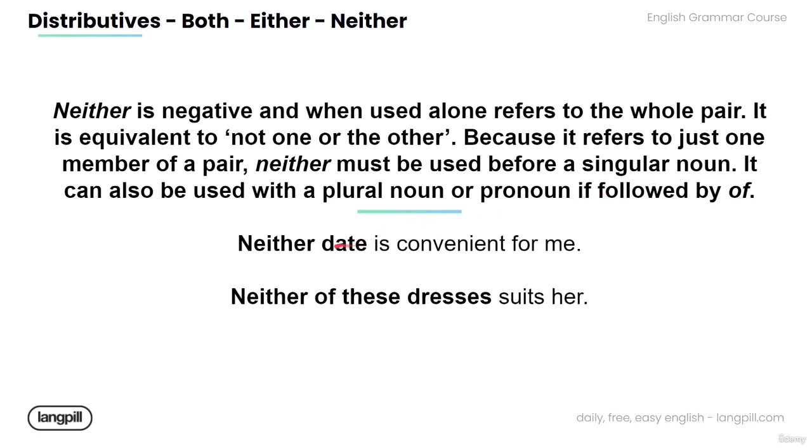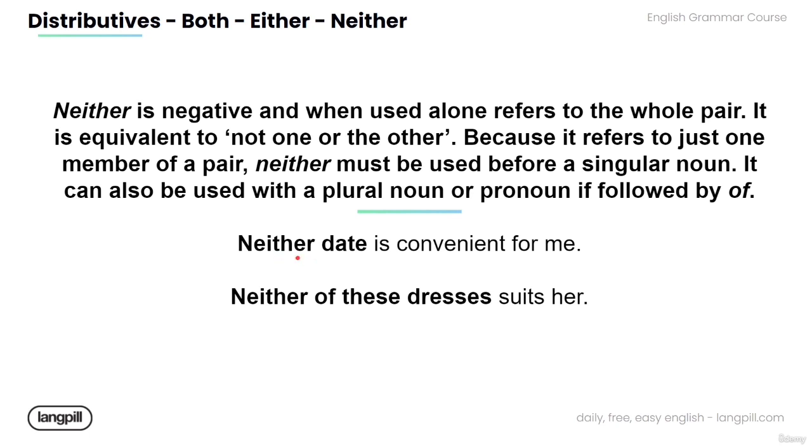So again, right here, for neither date, you want to go on January 7th or January 8th. If none of those days are good, you can't go on those days, then instead of saying this long sentence, I can't go on January 7th and I can't go on January 8th, you could just say, neither date is convenient for me, right? Neither date means both of those dates are not good.